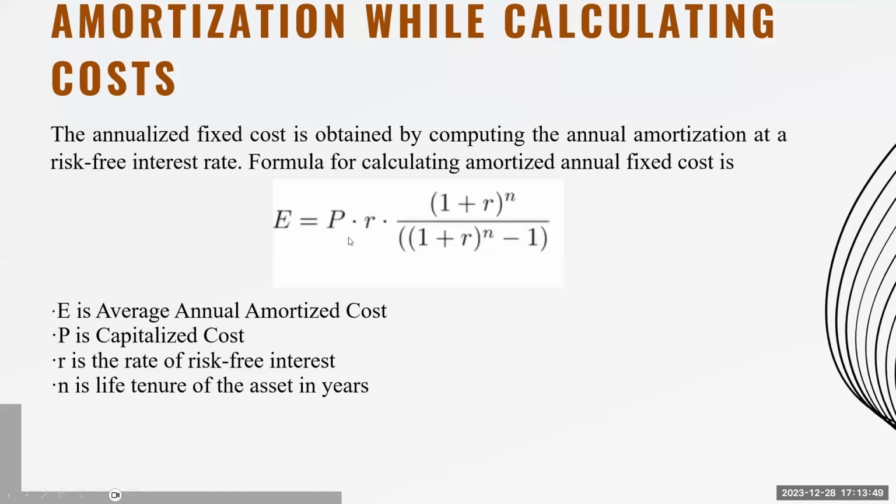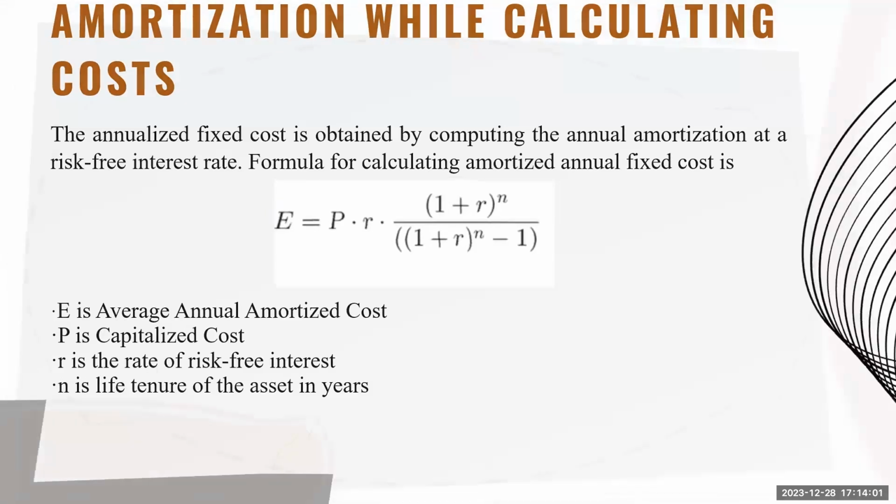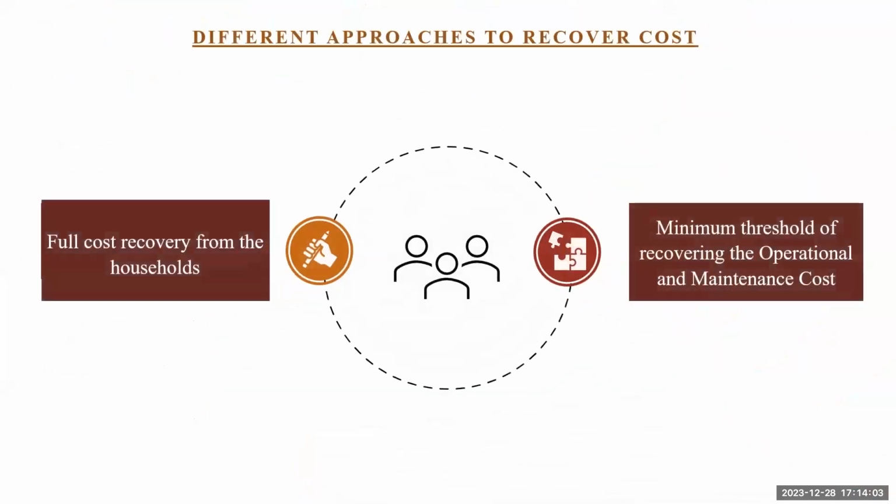So that would help us in looking at what portion of the investment cost, or what is the implication of the investment cost on annual fixed cost, or how do we come up with annual fixed cost from the investment that is made.